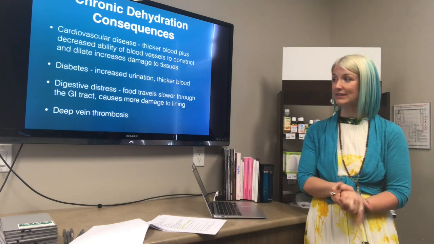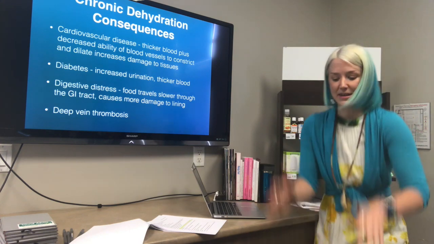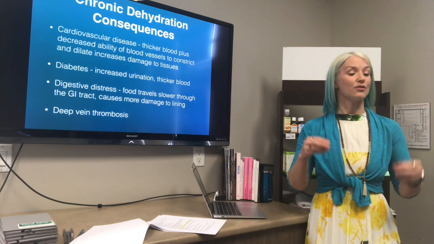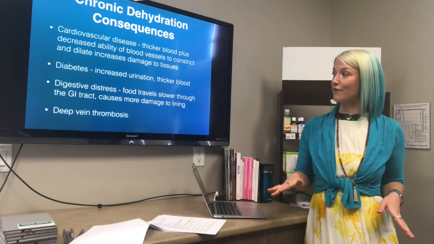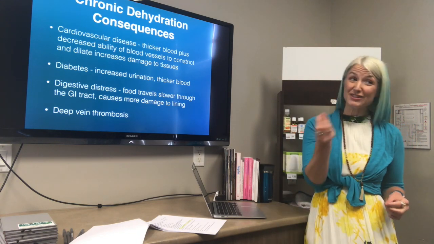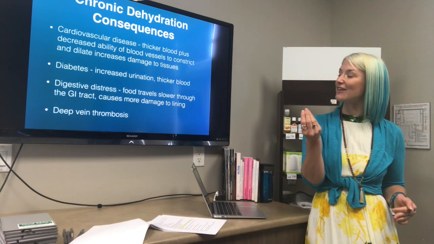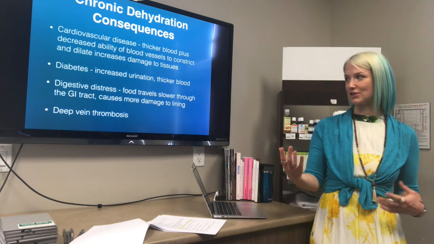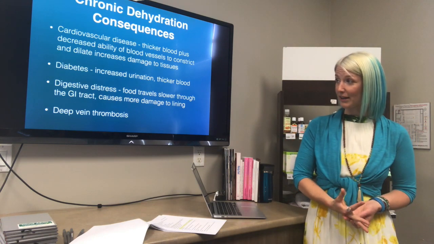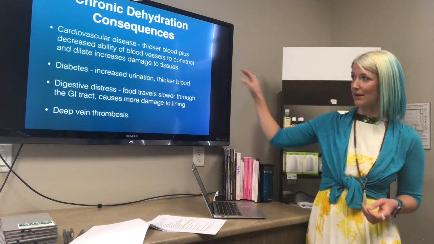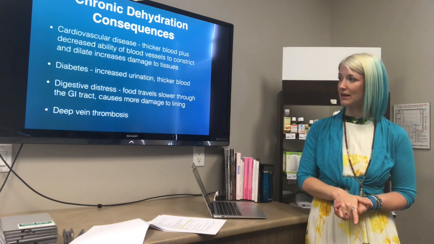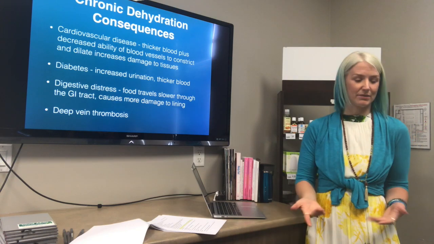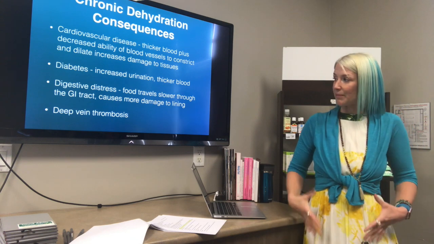In diabetes, your blood sugar is high, your body tries to pee out the extra sugar, and so you're urinating more, you're losing more of your water. And that chronically concentrates the sugar in your blood, and so that causes more damage to your tissues. You also have thicker blood in diabetes, and that's part of the reason why cardiovascular disease is associated with it.